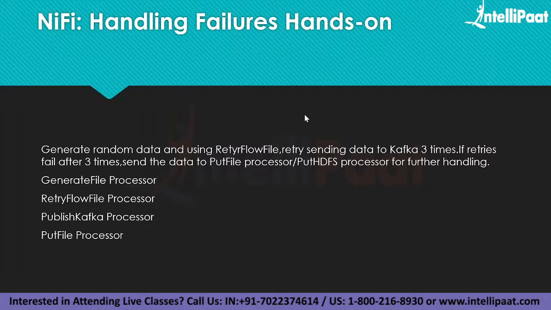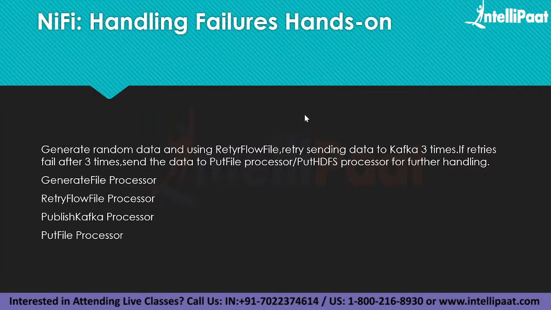Can you try this out? This is a real world problem. You generate some data using the GenerateFlowFile processor, then use RetryFlowFile. That's another processor, if you search for it. What it does is it will try sending data to Kafka, let's say 3 times. And if the retries fail after 3 times also, then you have to handle this data. It will not get into the Kafka topic.